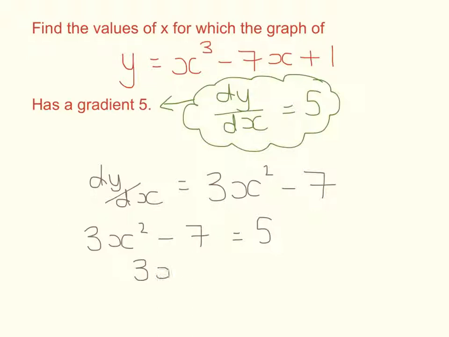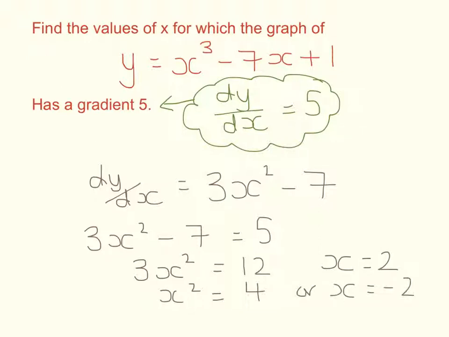In other words, we're solving the equation 3x squared equals 12, or x squared equals 4. So your final answer must be x equals 2, or x equals minus 2. And those are the 2 points on the graph where the gradient is 5.